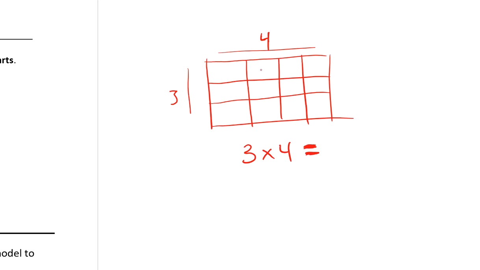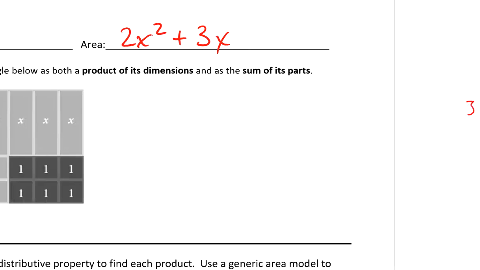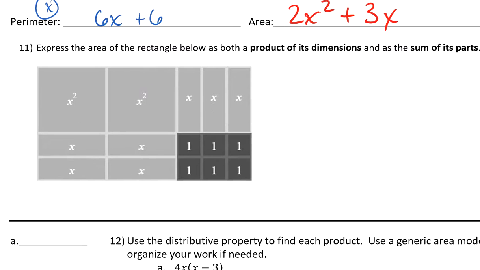Now, the sum of the parts: these are all unit tiles, they're supposed to be. And I've got 4, 5, 6, 7, 8, 9, 10, 11, 12. So the area expressed as a sum of its parts would be simply 12 unit tiles. So again, product of the dimensions, sum of the parts. So if I come over here, I'm looking at those two things.